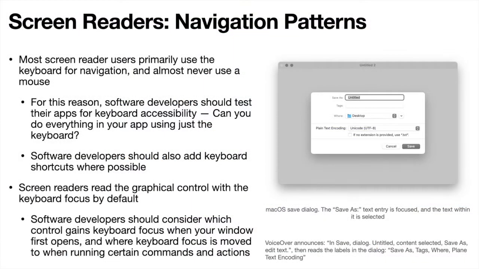As I've said, most screen reader users use the keyboard for navigation, and for this reason, if you want to make your apps accessible, one of the most important things you need to focus on is keyboard navigability and accessibility. Can you do everything that you would normally do with a mouse in your application with just the keyboard? If you can, that significantly increases your chances of your app being accessible, although it isn't the be-all and end-all of accessibility, as we'll see.